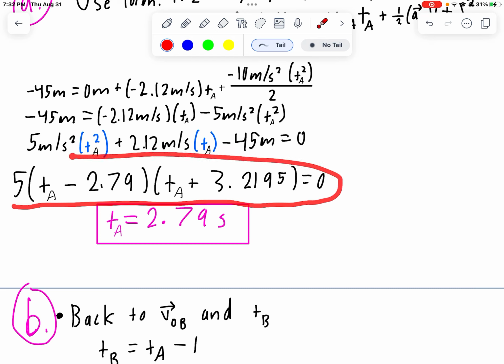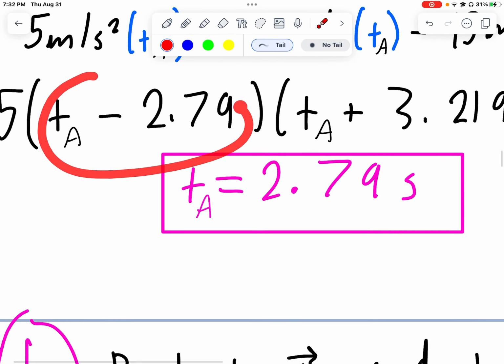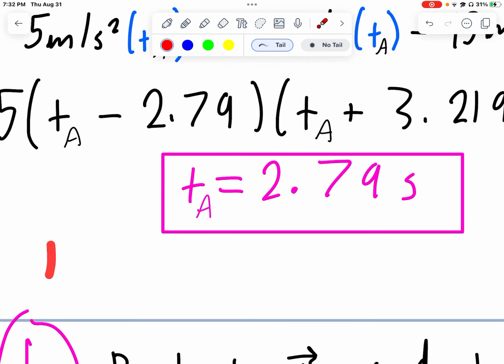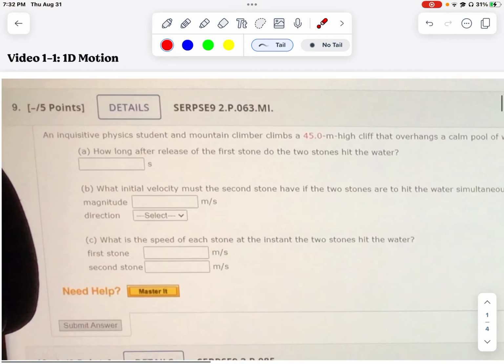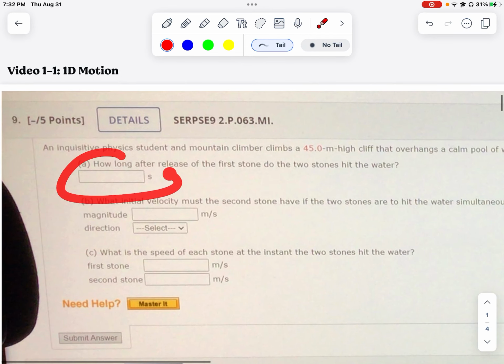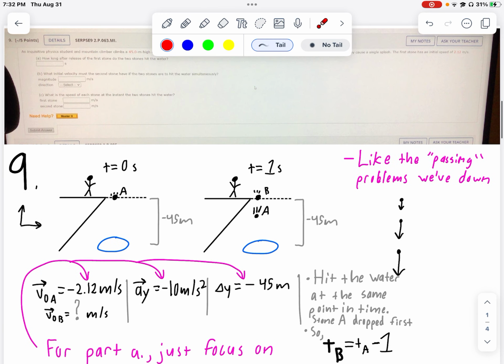I suppose you could definitely use the quadratic formula for this. That would definitely work. We want to take the positive value, because when you put everything on one side, TA equals 2.79 s. So TA equals 2.79 s. We can go ahead and put that in the answer box. And then once you do that online, you can see that it does give you the right answer. So we are on the right track. Everything's good.